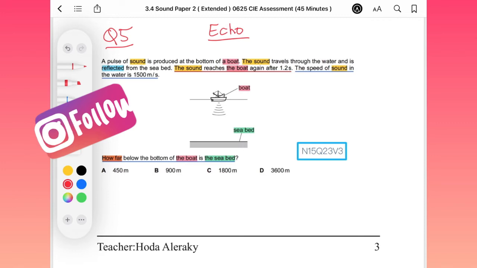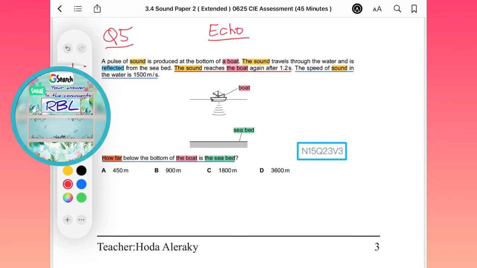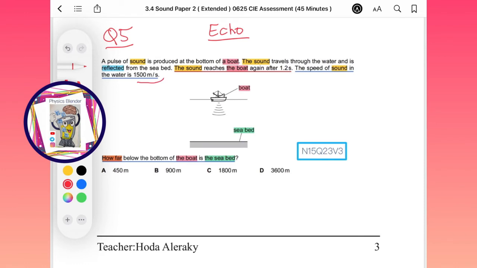Okay, we have a pulse of sound produced at the bottom of a boat. This sound travels and is reflected from the seabed, and it will reach the boat again after 1.2 seconds. The speed of sound in water is given, and you know this value. Okay, it's just an estimation. You can estimate the value of the speed of sound in liquids. How far below the bottom of the boat is the seabed?